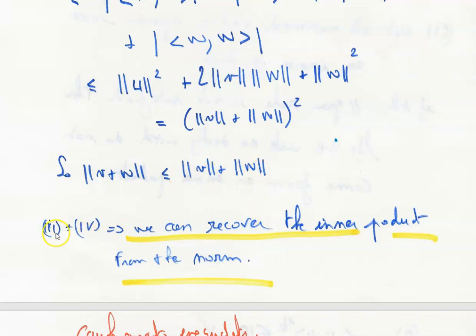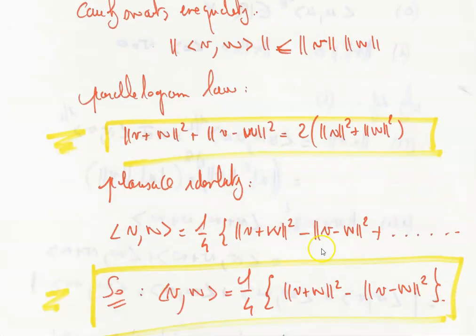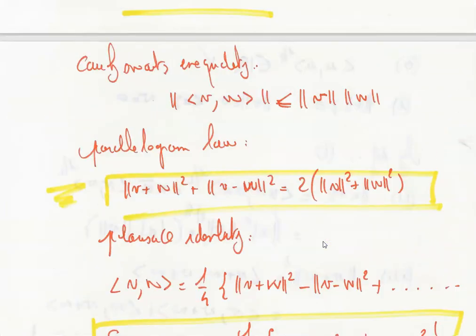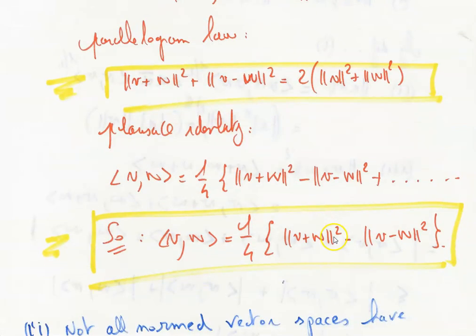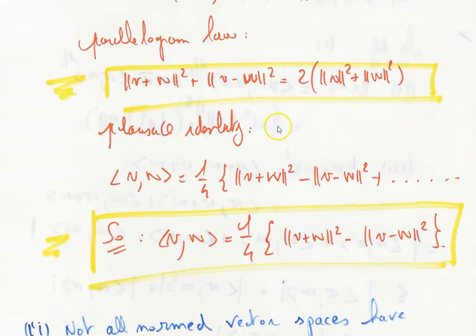Now, by using 3 and 4, we can recover the inner product from the norm. And this is very important to understand, that the inner product can be recovered by the norm. So I give you some more inequalities, besides Cauchy-Schwarz, that are quite often used in exercises or also in quantum mechanics. So it's good to know them, and it's also good to know how to demonstrate them. So I give you them.